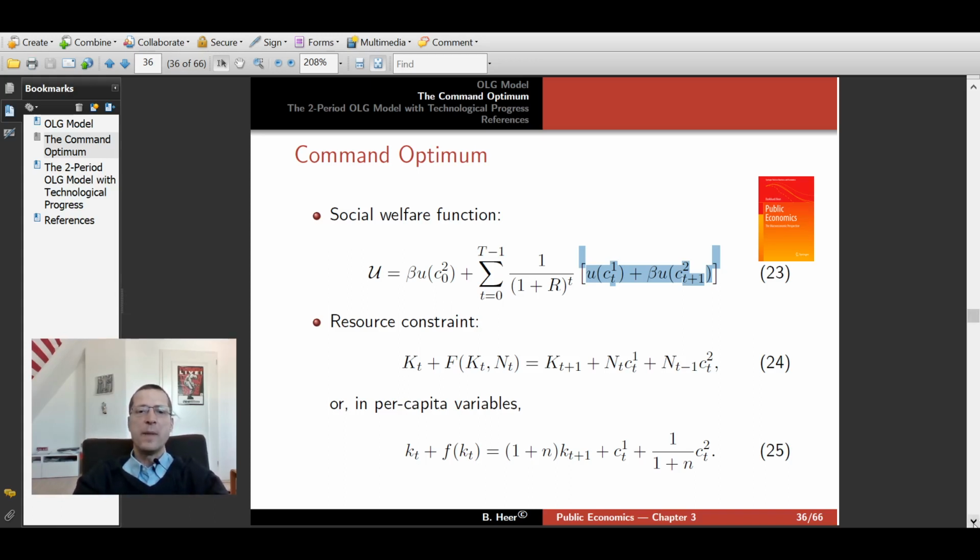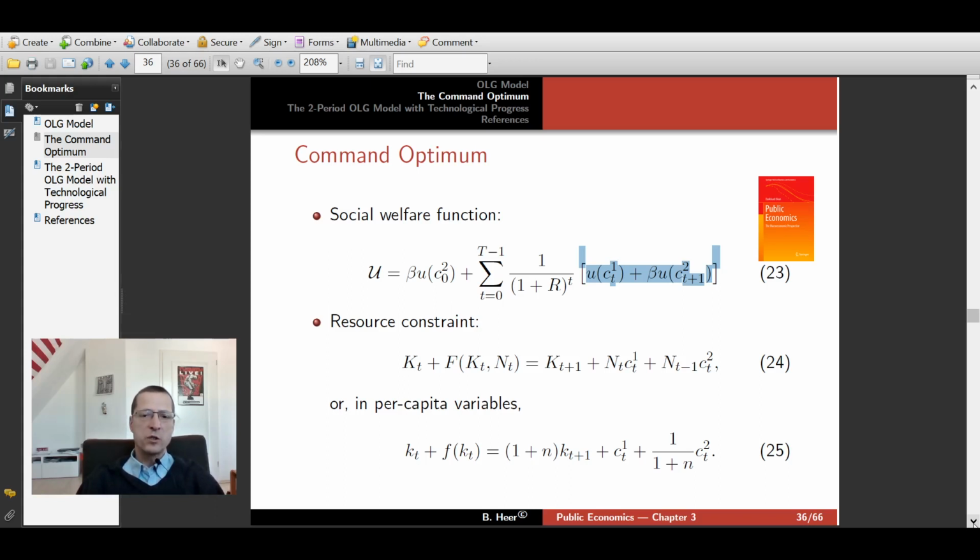The central planner maximizes social welfare function U in equation 23, subject to his resource constraint. The resource constraint is given in equation 24. On the left-hand side, we have the total resources available, the capital stock K, and we assume that it does not depreciate. So the beginning of period capital stock K is also available after production.